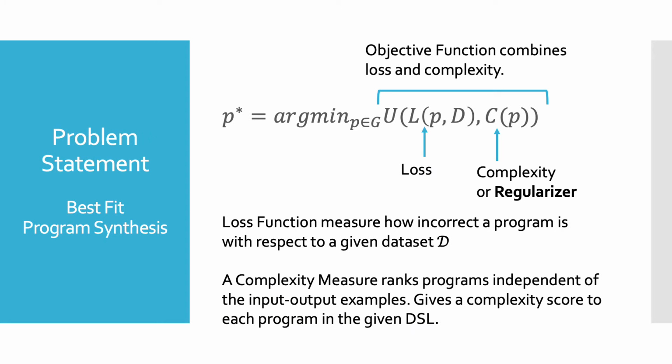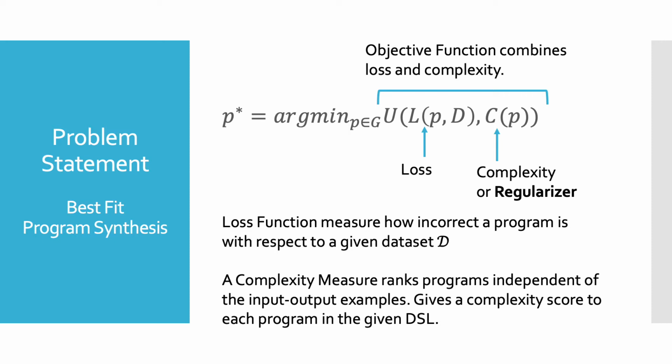Formally, the objective function combines two scores. First one is the loss, which measures how incorrect a program is with respect to the given dataset. And second one is the complexity measure, which measures the complexity of a given program. The complexity is independent of the dataset. The complexity metric is similar to a regularizer in machine learning. It biases the synthesis algorithm towards synthesizing simple programs.